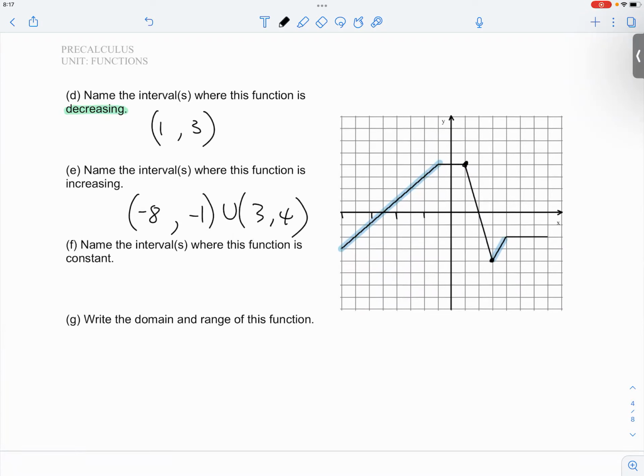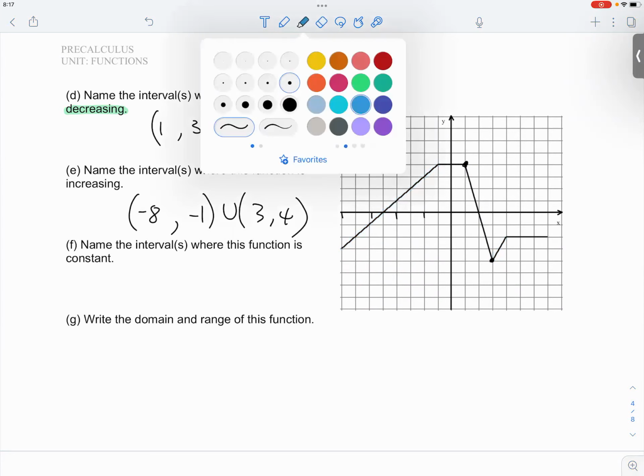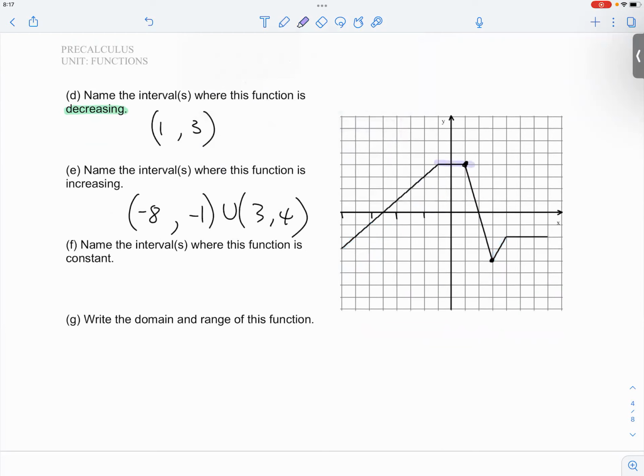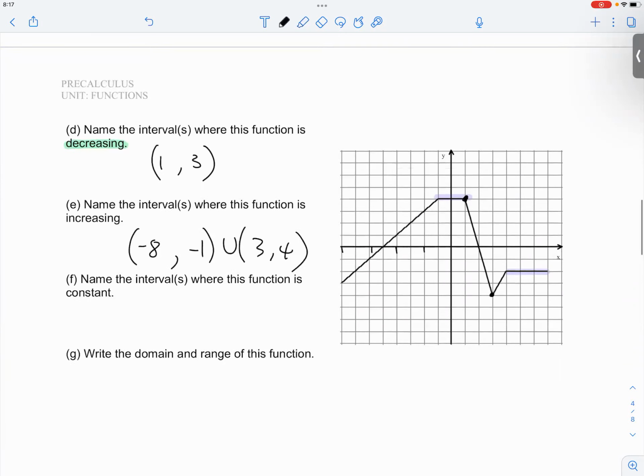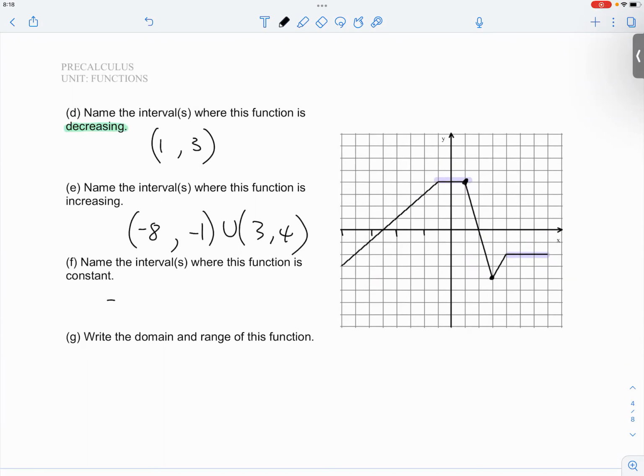Name the intervals where the function is constant. Constant is pretty straightforward, meaning that it has a 0 slope. It's flat. So we say, hey, that's -1 to 1. And also 1, 2, 3, 4, 4 to 7.